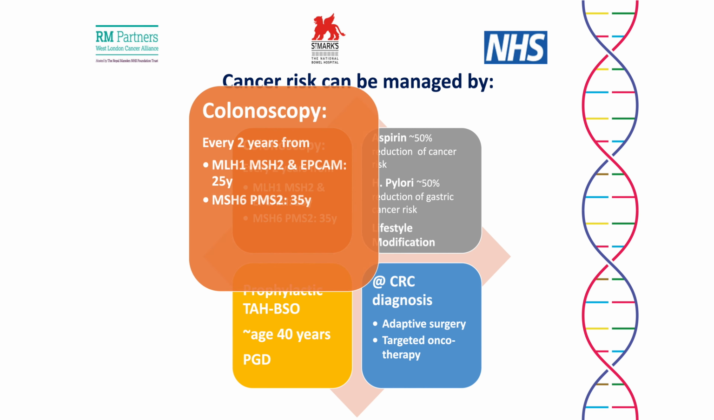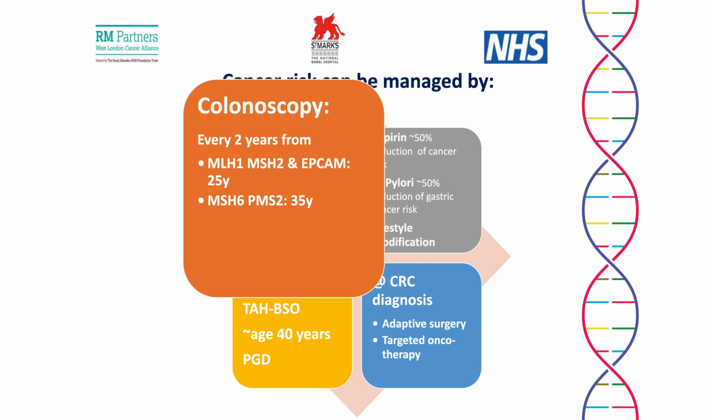The cancer risk in Lynch syndrome can be managed by regular colonoscopy with polypectomy. Current UK guidelines recommend that this is performed from the age of 25 or 35, depending on the individual's gene pathogenic variant, and should be performed at 2-yearly intervals.